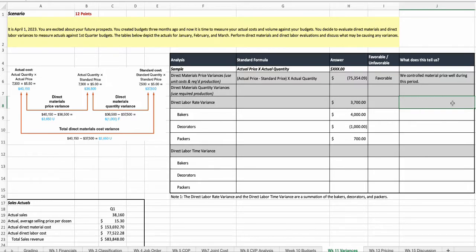Here is where you're going to write down what this tells us. Did we control our direct labor rate well with us spending 3,700 more than we had projected? Same thing with time variance. This is how productive your workforce is, or how idle your workforce is.